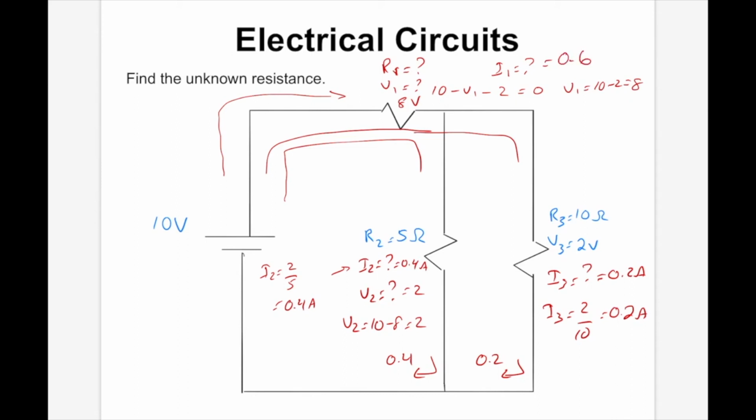Now we can solve for R1, right? R1 is the last one we need to do. Since V equals I times R, R1 is going to equal V1 divided by I1. V1 is going to be 8. We figured that out. I1 is 0.6. And when you do 8 divided by 0.6, you get 13.3 ohms. And that's the answer to our question.